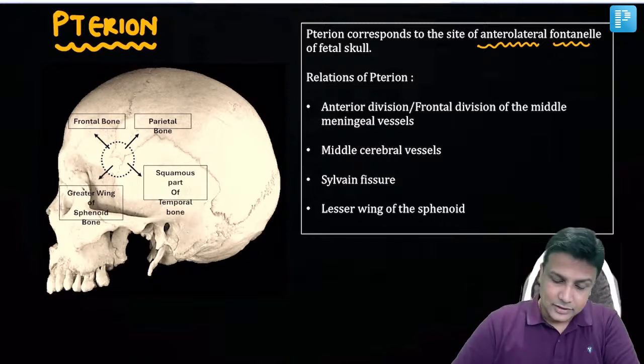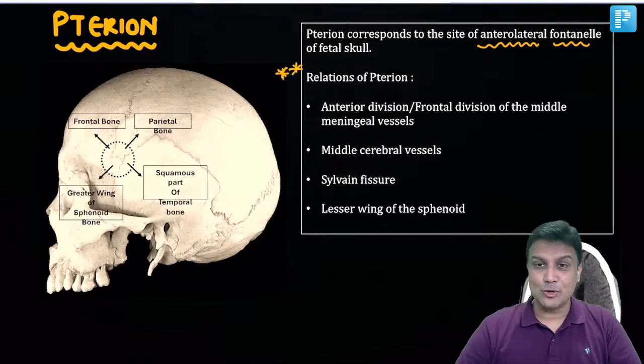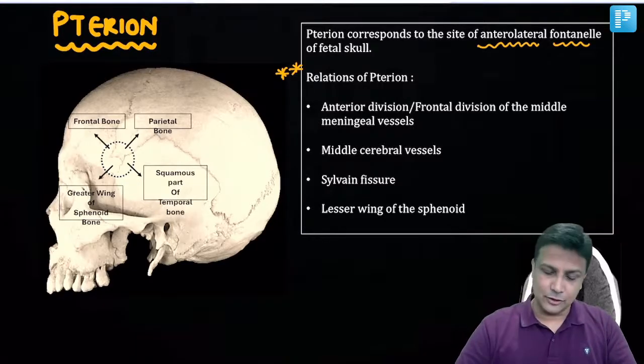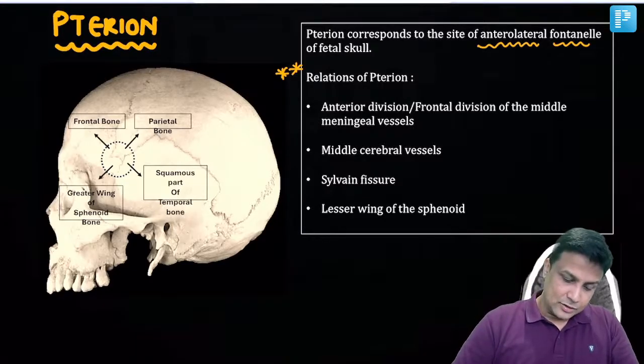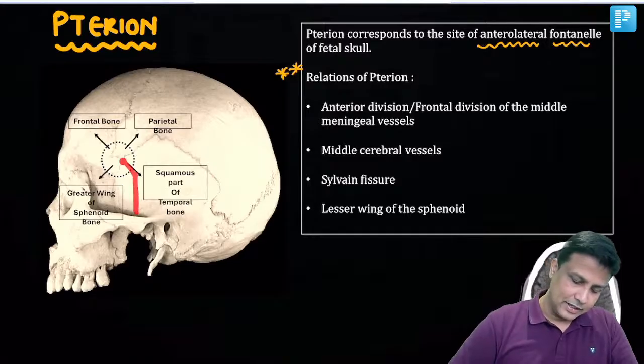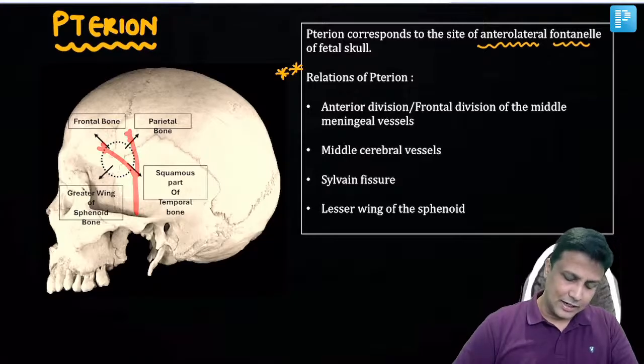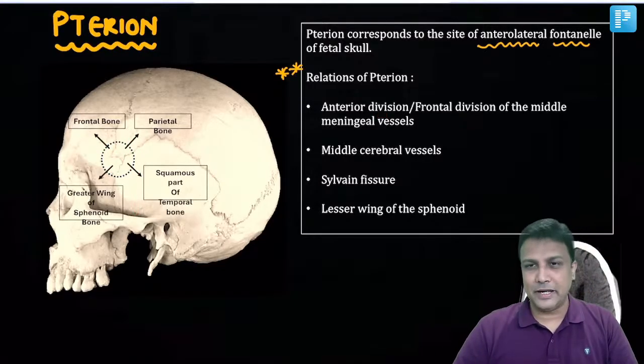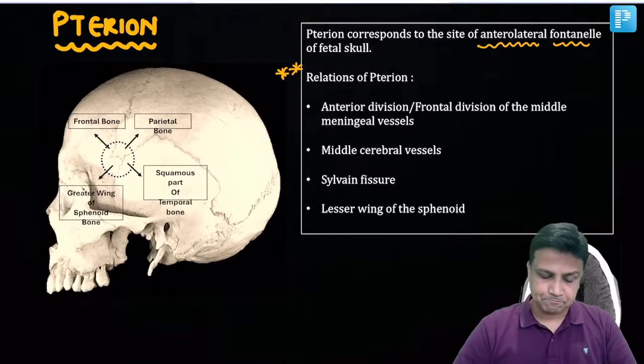Fine. Now this is something important for your Ini-Cet exam. Recently also one question was asked from here. What are the relations of pterion? What are the deep relations of pterion? Now here what is going to happen? Number one, middle meningeal artery will enter inside and then there will be anterior division passing from here. There will be like two divisions of that one. So anterior division, which is also referred to as frontal division of middle meningeal artery, is passing from here.